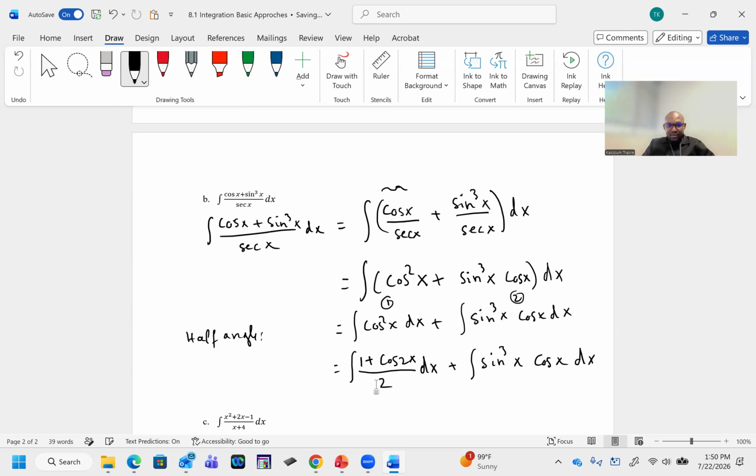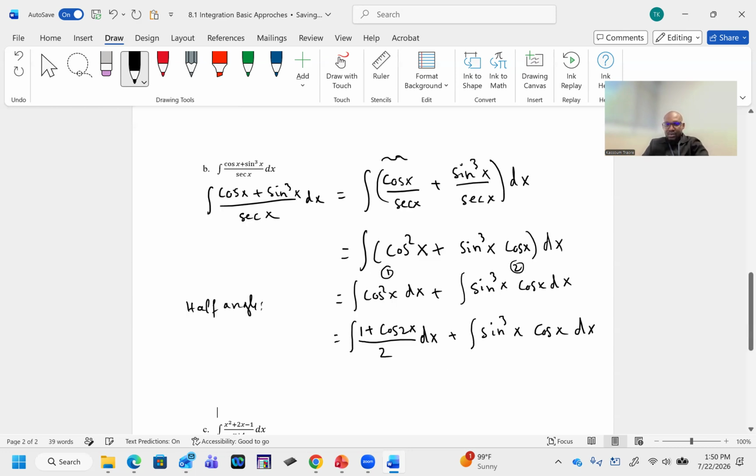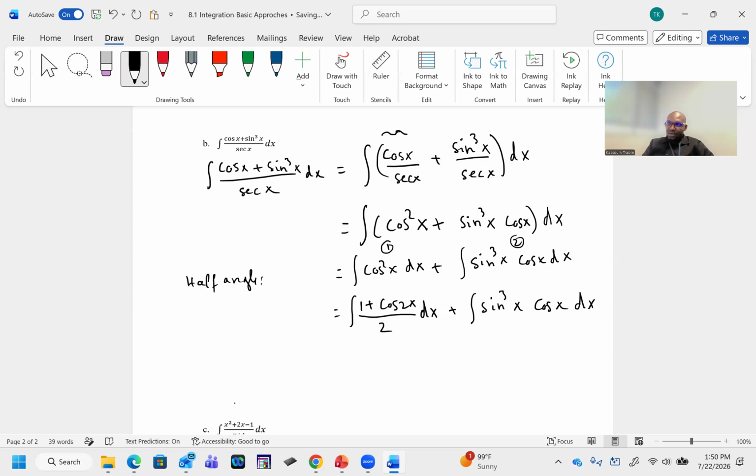So now, of course, we can break this one down also to 1/2 plus 1/2 cosine of 2x dx, right?